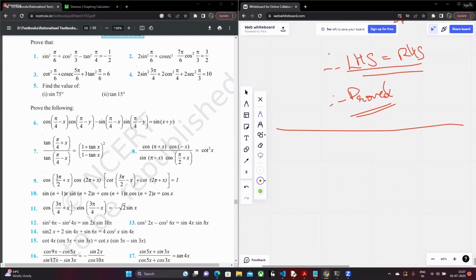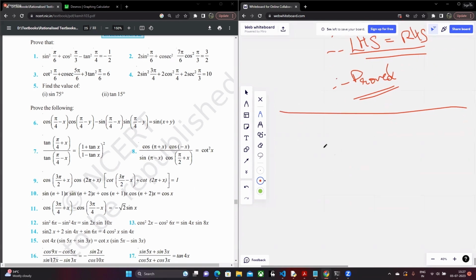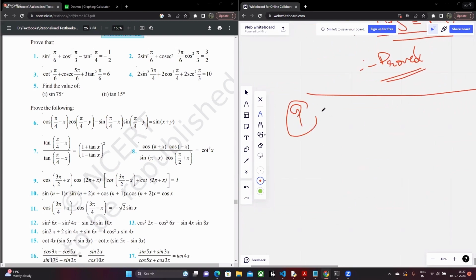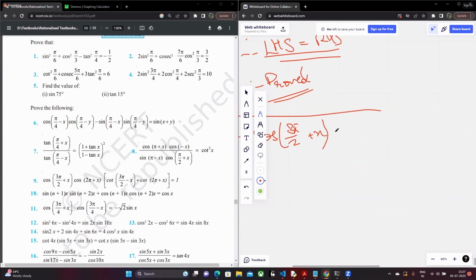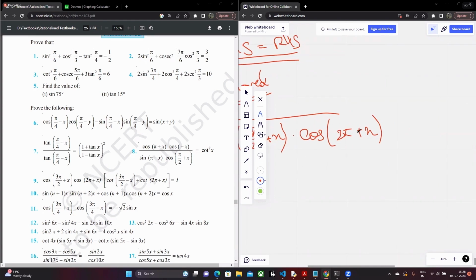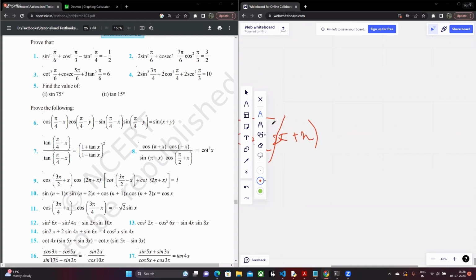Question number 9. Cos of 3 pi by 2 plus x into cos of 2 pi plus x, this whole thing is equal to 1. Right. So for question number 9, I'll directly jump into the left hand side of the equation. That is going to be cos of 3 pi by 2 plus x into cos of 2 pi plus x. Remember what I told you earlier, if you have some kind of 2 pi over here, you can basically ignore it because that's a full revolution, and that affects exactly nothing.